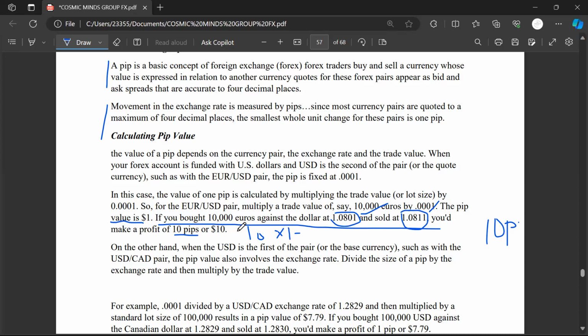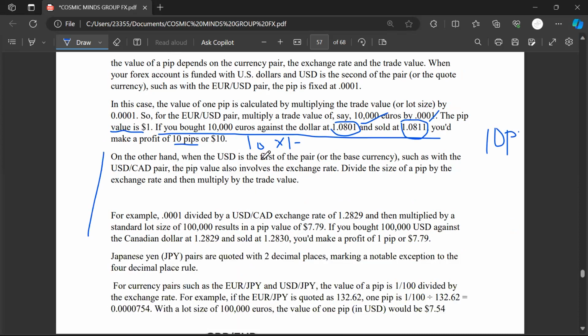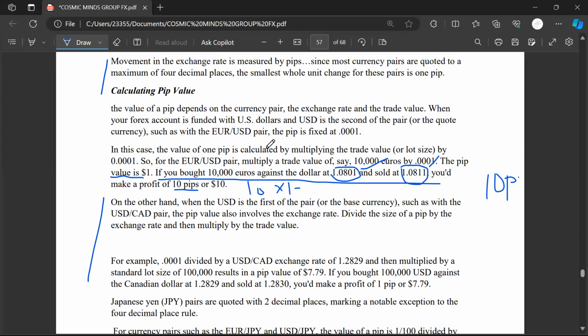This is simple. If you are not getting it, please play the video again and listen to what I said. It's as simple as that. One pip is $1. So if you have got 10 pips, it's just mathematics that you need to do. Just multiply by that. Now, on the other hand, what you have done now is in the case where the quote currency is USD, and you funded the account in USD dollars.